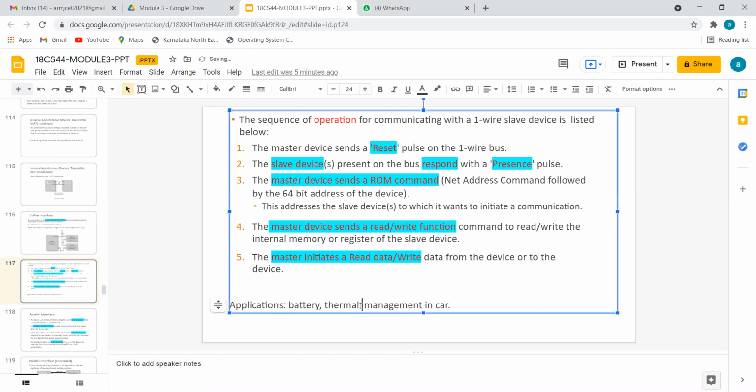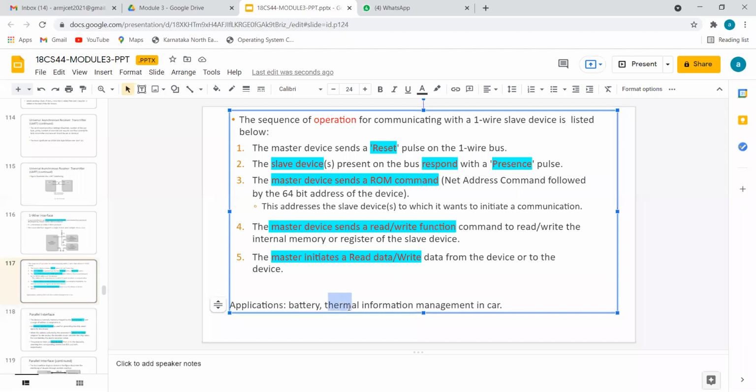Let me give here battery information. If you start a vehicle like a car, you will get whether the battery is in good condition or low. Such indications, where some light will glow, are done by this protocol.